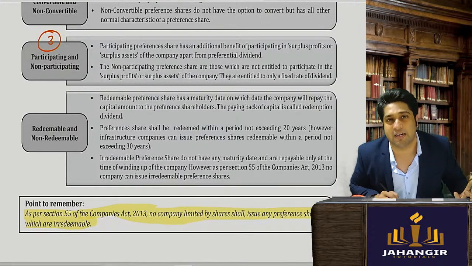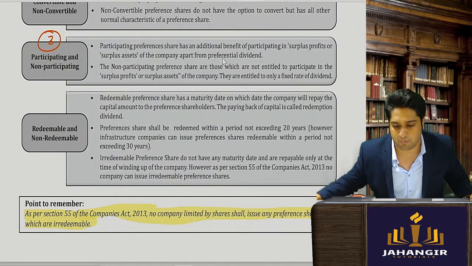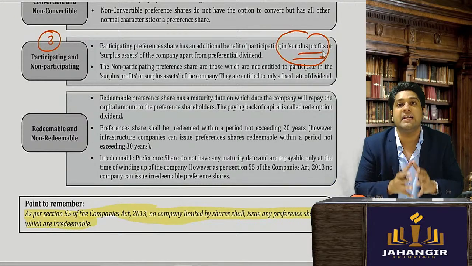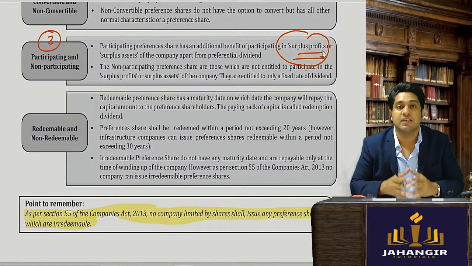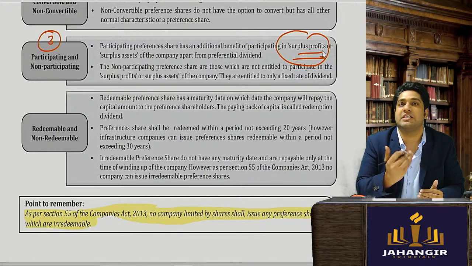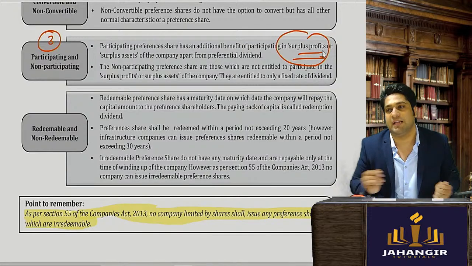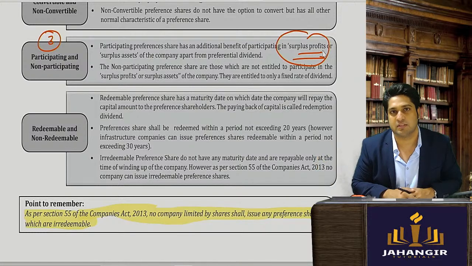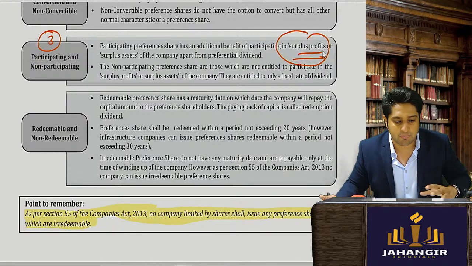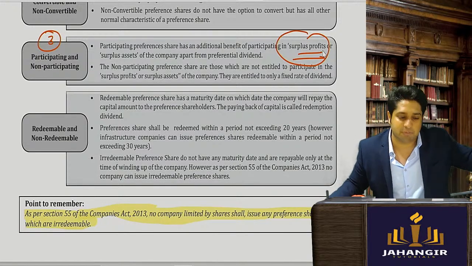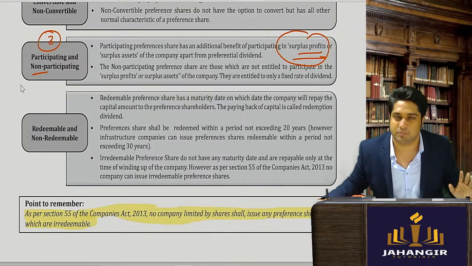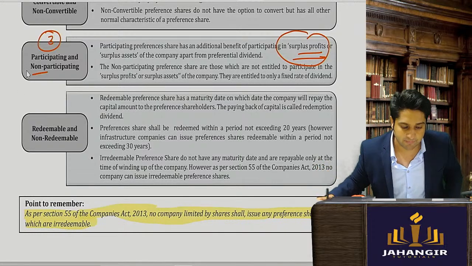Now, what do you mean by participating? Remember the keyword: surplus profit. What is the keyword? Surplus profit. So, participating preference shares participate in surplus profits. Whenever a company, after distributing all the dividends, realizes that there is still more funds available, more money available, then they will give it to the participating preference shares. Okay. Non-participating do not participate in surplus profits. They will not get extra money.